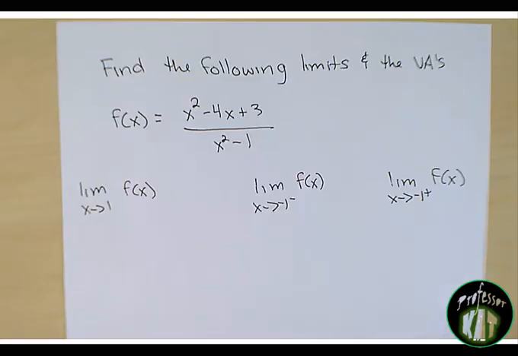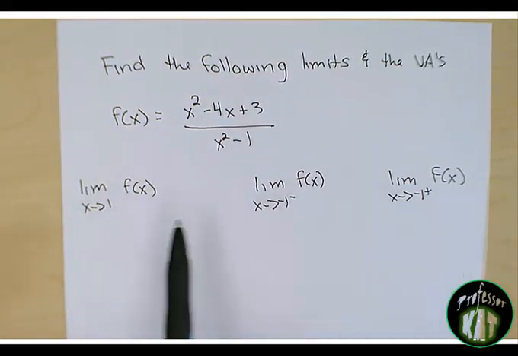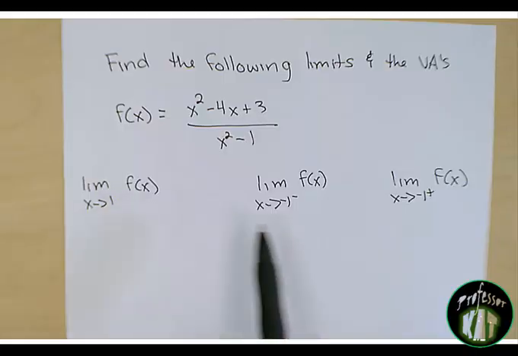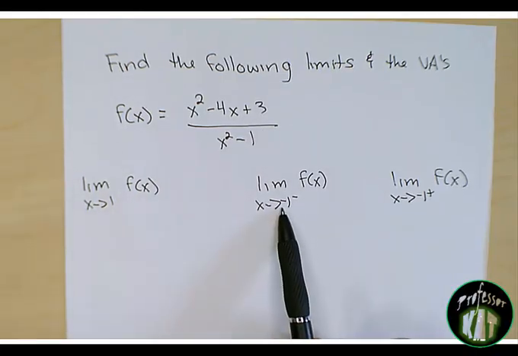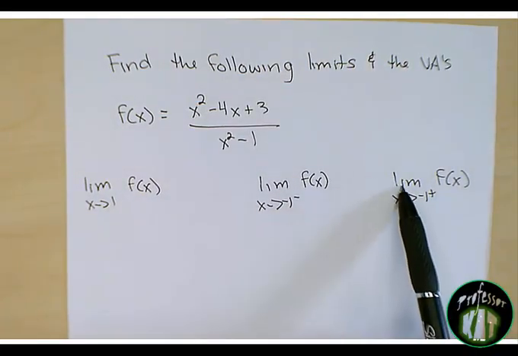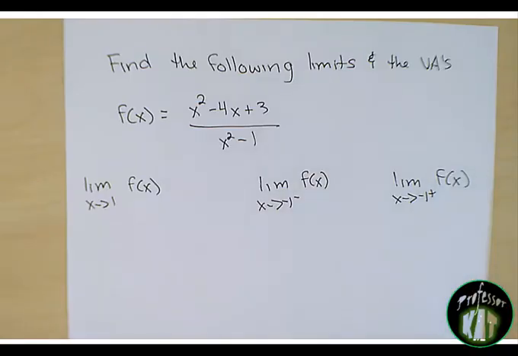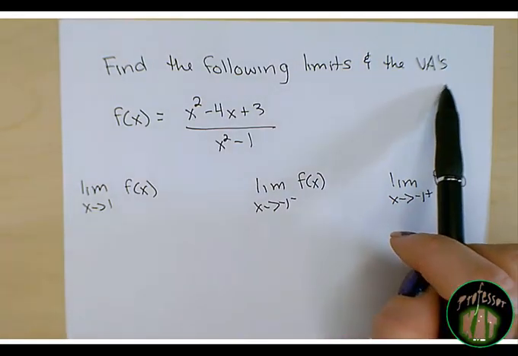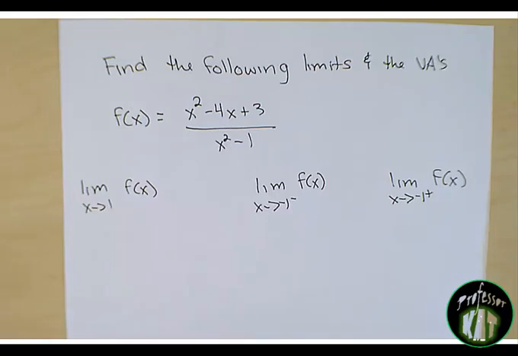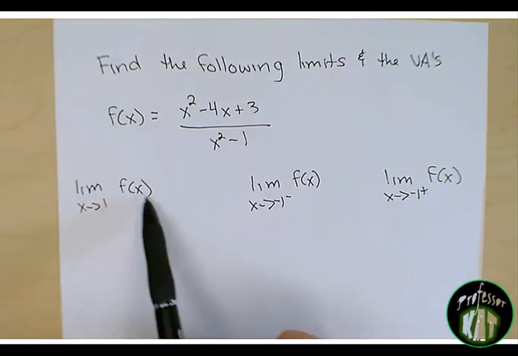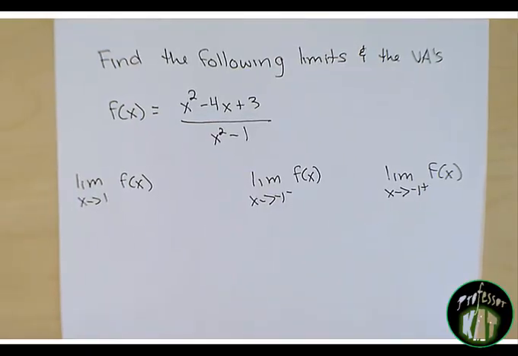So let's talk about how we find the following limits. We're going to find the limit as x approaches 1, as x approaches negative 1 from the left, and as x approaches negative 1 from the right. They also want us to verify the vertical asymptotes, which we will do using some graphing here. So we want to find these limits.